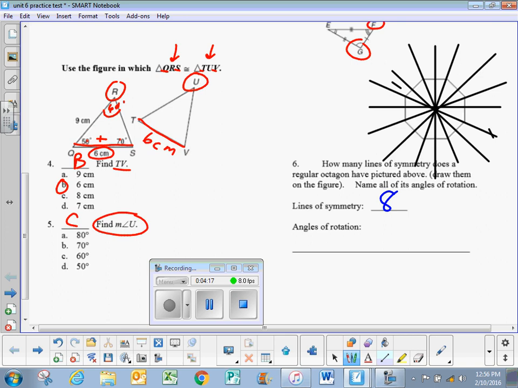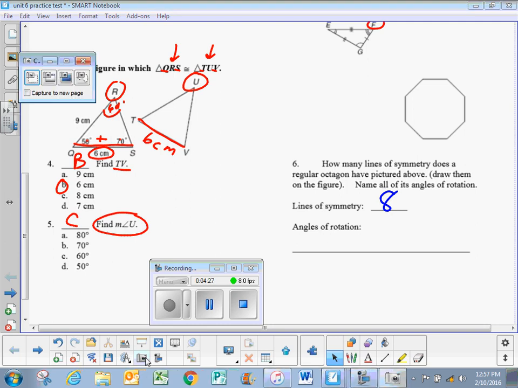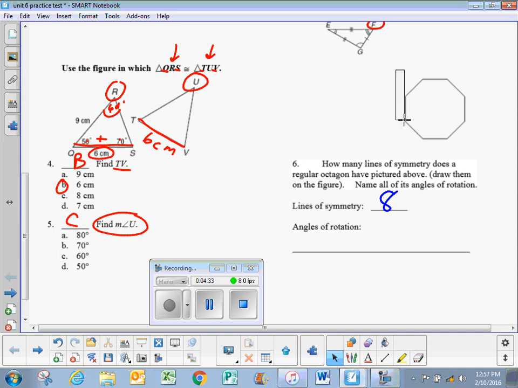Okay? Now, here's where you guys really need to dial this in. Angles of rotation. Okay? Because here's the deal on this one. So I'm going to go ahead and take a picture of this. This could help you guys a lot. We did this in class, but some of you didn't quite master it. So let's master it now.